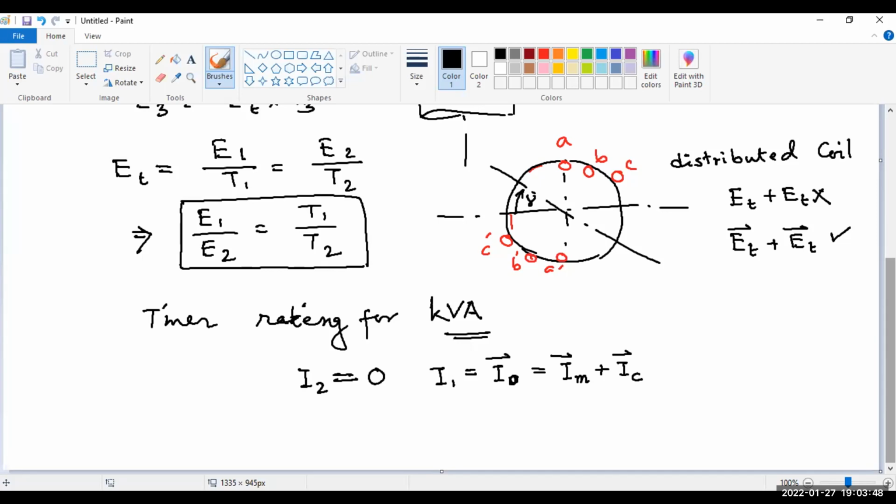Okay, so that you have to understand. If we have only one coil, then also we'll get this current. So that means we have an inductor. One coil means if we remove the other coil, it will be just an inductor. And this inductor will draw some current, and that is I naught.